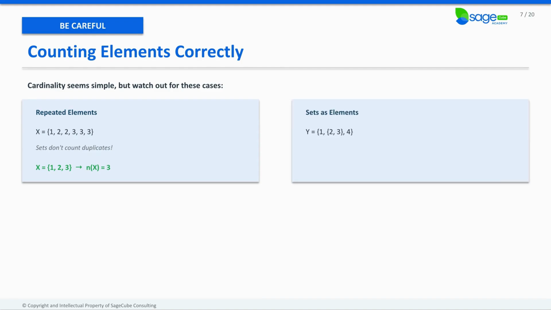All right. Y has 1, then {2, 3}, then 4. So the set {2, 3} is counting as what? 1 element. So here the cardinality will be what? 3 and not 4. Got it?